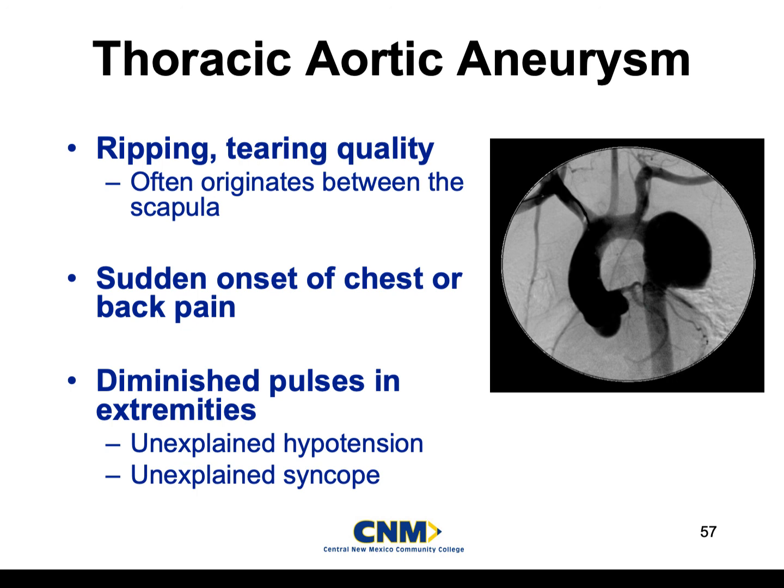This is a great CT scan of a thoracic aneurysm. As you guys can see, it is coming right off of the aortic arch. You can see that bubble there where the blood is just sitting there pooling, circling. This could also be a sudden onset of chest or back pain, and we're talking severe chest or back pain.